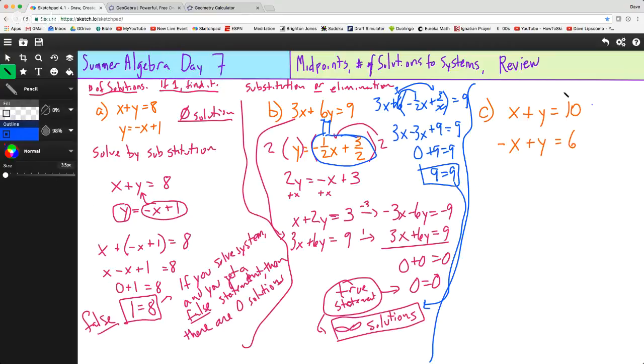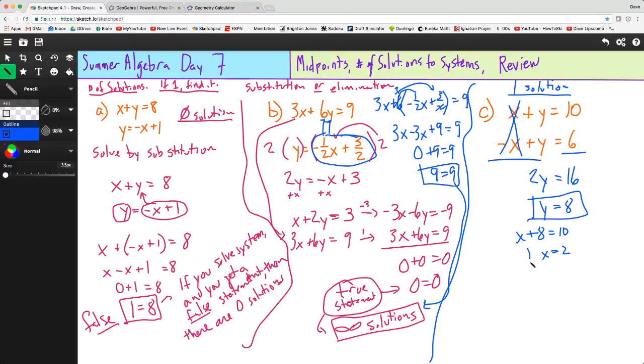Finally, let's do this one. This last problem we know has one solution because it had different slopes when we did it on the other page. But let's just solve it normally. Let's just add down, and that will eliminate our x's. We get 2y equals 16, y equals 8. And then if we substitute our y back in up here, we get x plus 8 equals 10, or x equals 2. So our point is 2, 8.